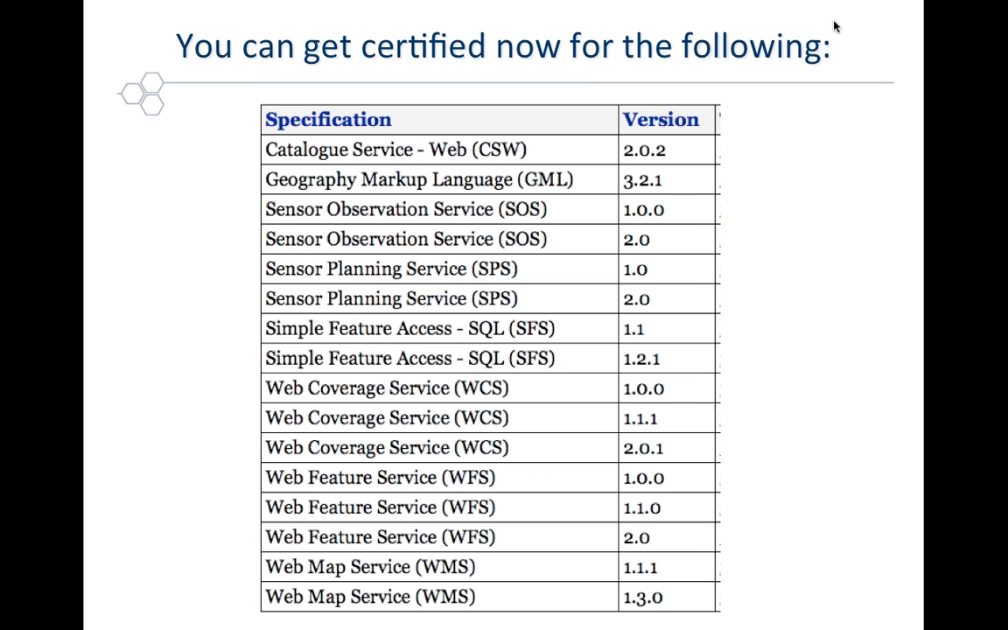So currently you can get certified for the following tests. This is Catalog Services for the Web 2.02, Geography Markup Language 3.21, Sensor Observation Service 1.00, Sensor Observation Service 2.0, Sensor Planning Service 1.0 and 2.0, Simple Feature Access SQL 1.1 and 1.21. Web Coverage Service 1.0, 1.11 and 2.01, and Web Feature Service, also the three versions, 1.0, 1.10 and 2.0, and WMS 1.11 and 1.30.